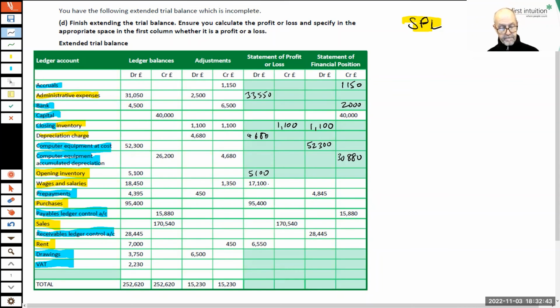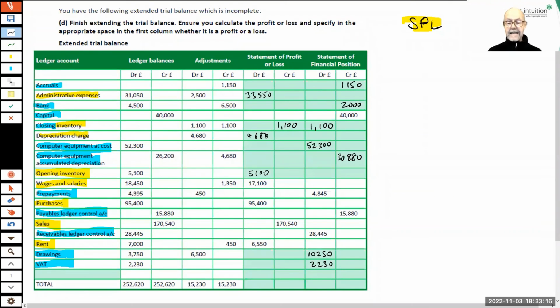Drawings. The one that doesn't fit, spoils all my lovely neat ways of describing it. 10,250. It's an adjustment to capital, and so it goes to the statement of financial position. And then our VAT, also statement of financial position. So this must be, it doesn't say what they are, they must sell books or food.